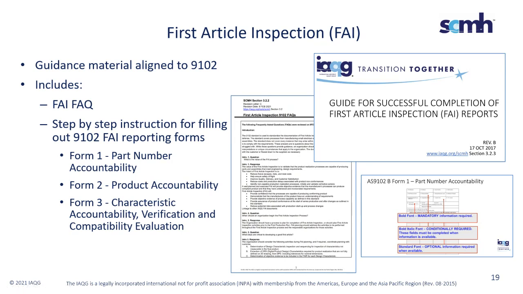And then finally, we had first article inspection. Again, a presentation, a Word document with all the details, and a detailed template explaining and giving the instructions for filling out the 9102B form.